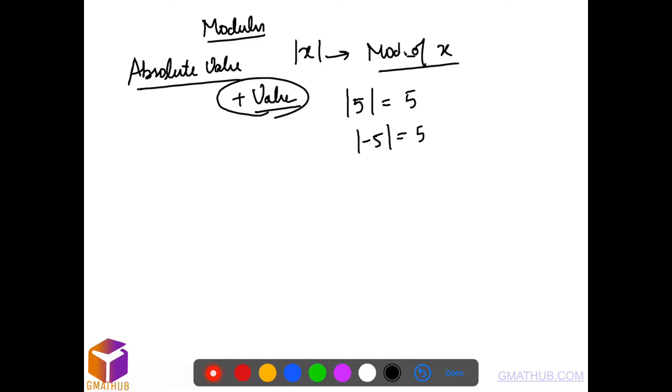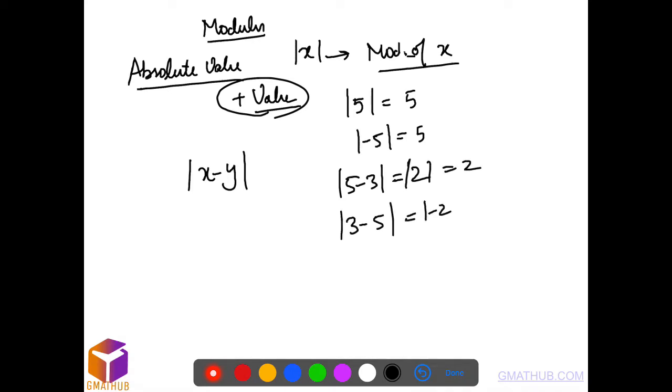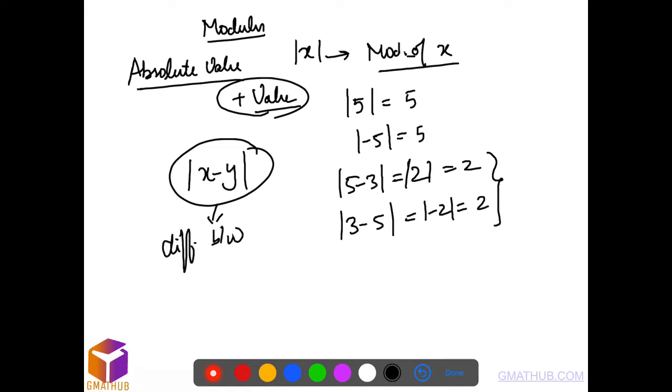Okay, for example, x minus y mod. I mean, if x is 5, y is 3, this would be 2, because mod of 2 will be 2. Even if x is 3, y is 5, it will be mod of minus 2, still it is 2. Okay, so mod of x minus y simply is the difference between these two numbers. Doesn't matter which one is positive, which one is negative, just the gap between these two numbers.